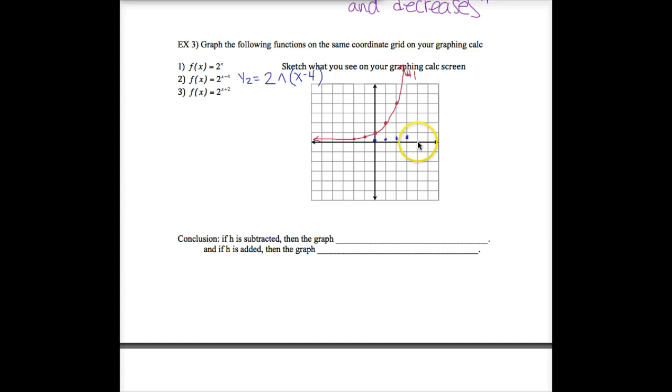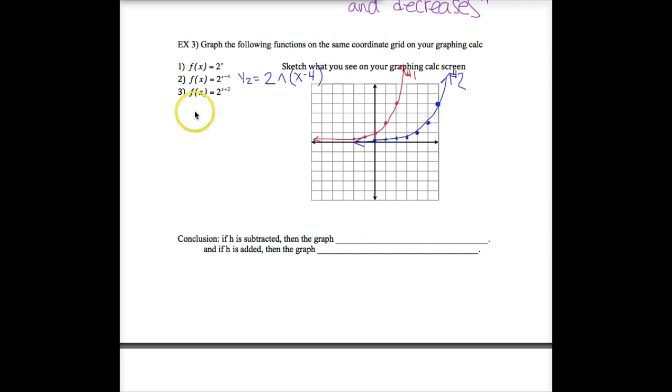When x is 4, I finally got 2 to the 0, which is 1. When x is 5, 2 to the 1st, and finally it becomes up to 2. When x is 6, 6 minus 4 is 2, 2 squared is 4. So there it goes. So very, very small. Notice I still have the same asymptote.